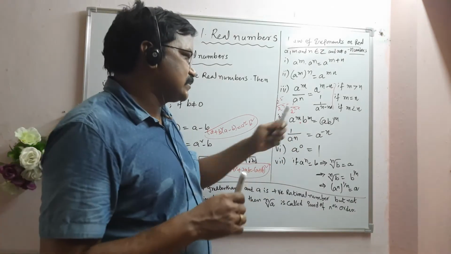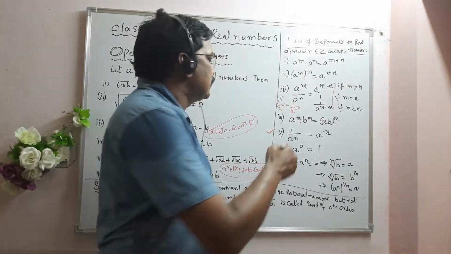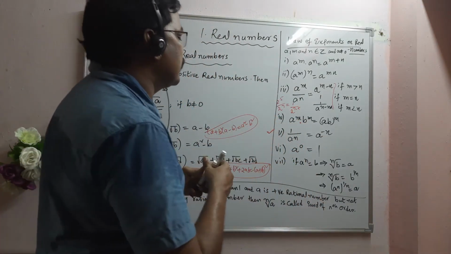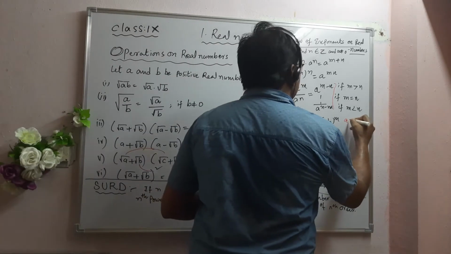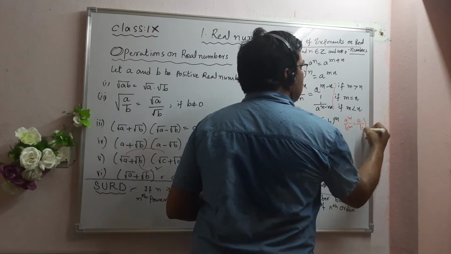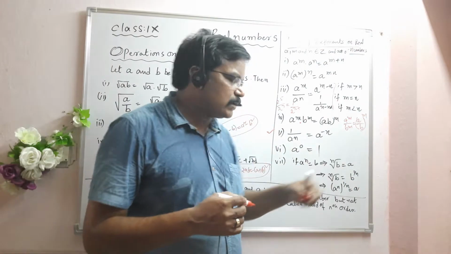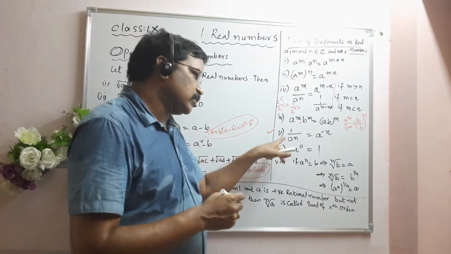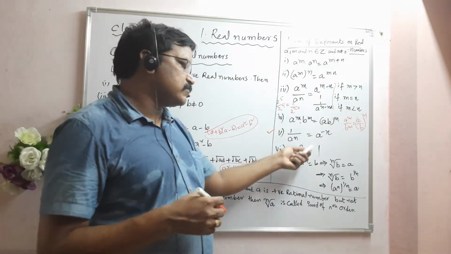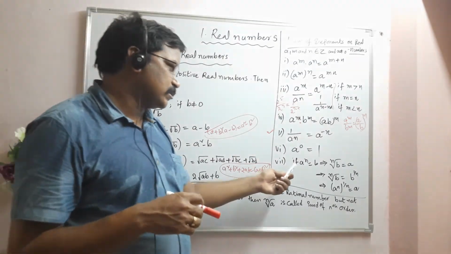Right. Next, a power m into b power m is equal to ab whole to the power of m. Similarly, you can write one more like this: a power m by b power m is equal to a by b whole to the power of m. This is product, this is division, right? Next, this is important. 1 by a power n is equal to a to the power of minus n. A to the power of 0, anything power 0 is equal to 1 except 0 power 0, right?